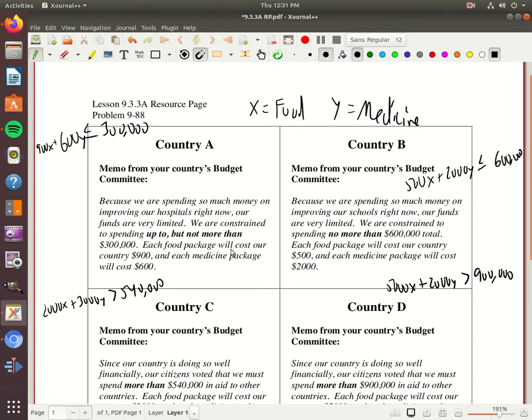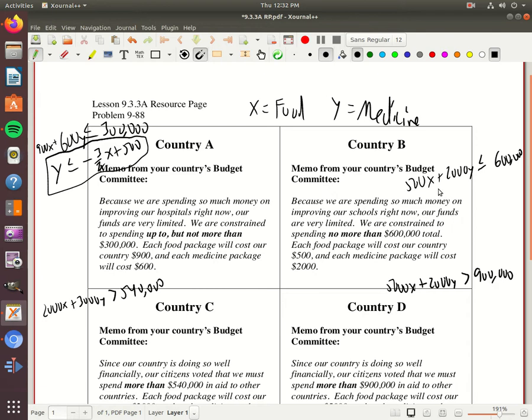I think it'd be easier to turn these into slope-intercept form. So I'm going to subtract 900 and divide by 600. If I simplify this, it's going to be y equals negative 3/2 x plus 500. Again, I'm going to sort of jot this to the side. All I've done is solve this equation for y, and that is negative 3/2 x plus 500.